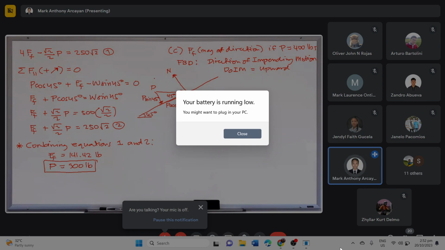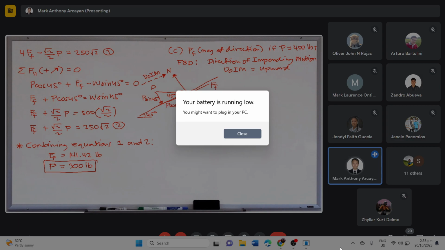Ang atong direction of impending motion ani kay upward man. So take note diri, indicate nimo direction of impending motion. So ang atong frictional force ani iya direction kay paubos na kay pasaka man ang DOIM nato. So frictional force. Then ato resolve ang weight into its two components.